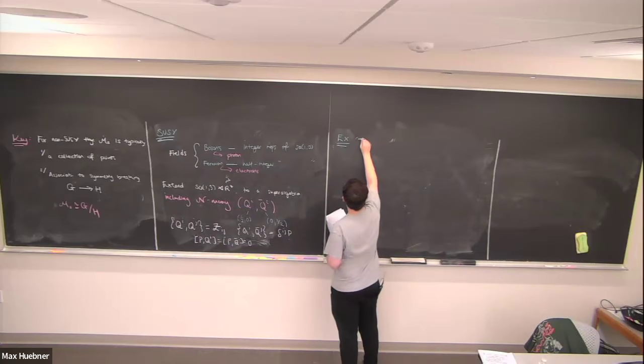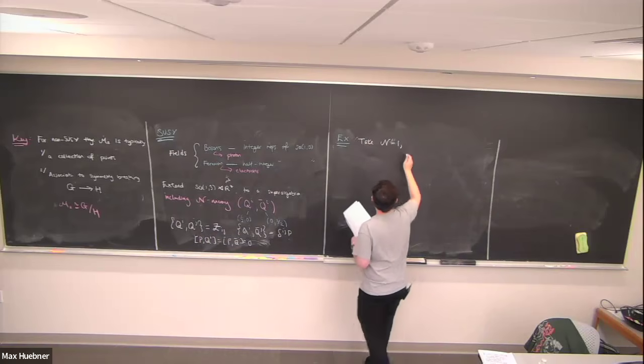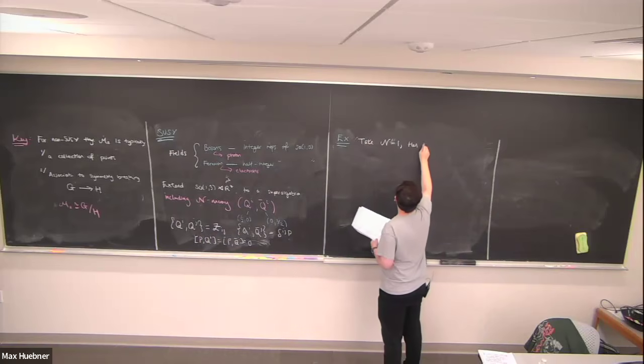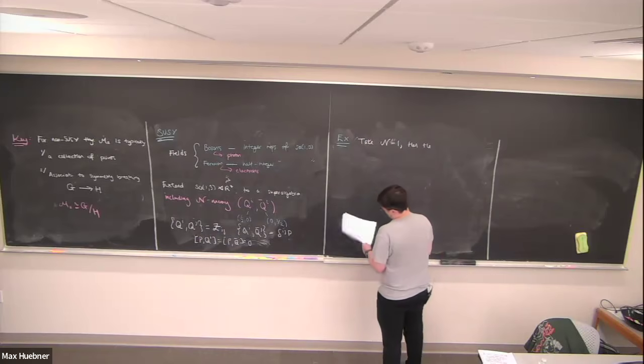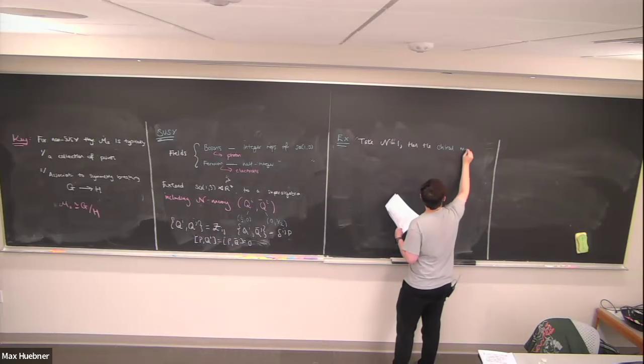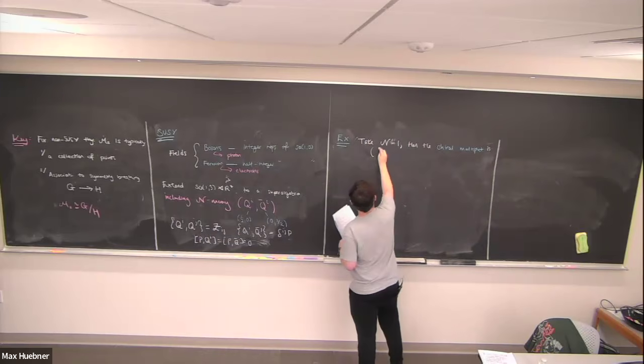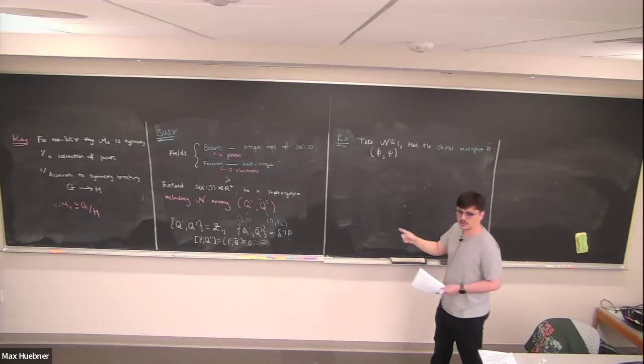So if I take N equals 1, then the chiral multiplet is just a complex scalar and a Weyl spinor, so (1/2, 0).